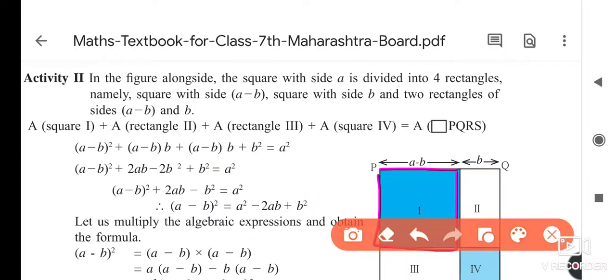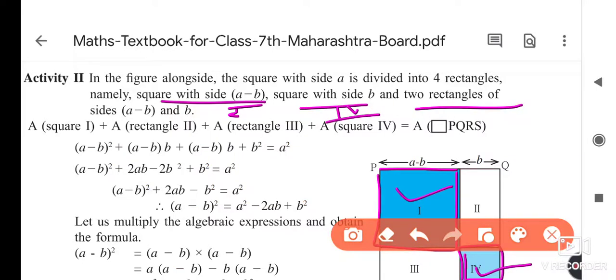Then the square of side b. This is the side b, square of side b, sorry. So here that blue colored square is there. The square is shown by dark blue color, and the rectangles are shown in white or without color. So this fourth one is the square of side b, and the (a minus b) square is the first one.